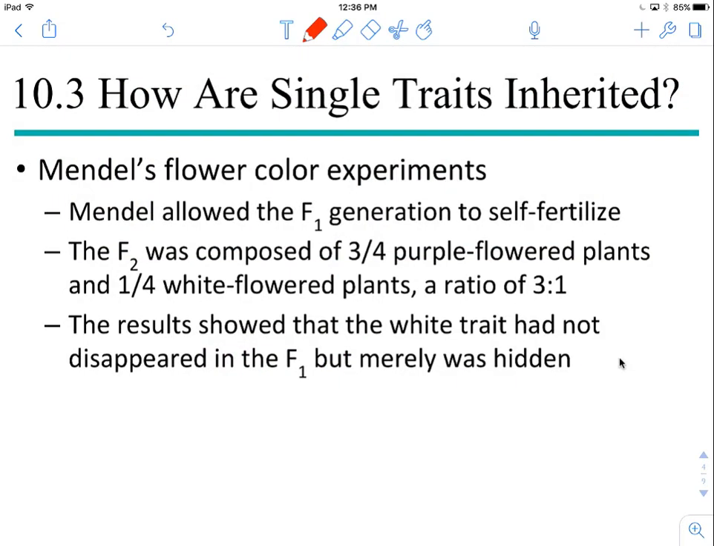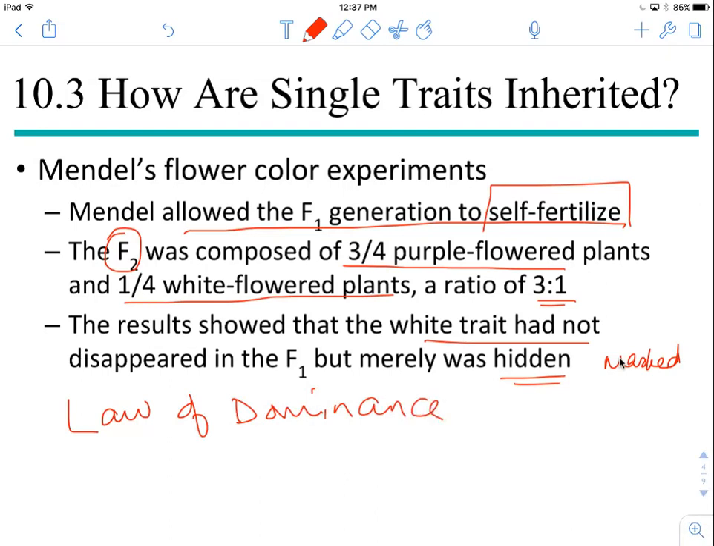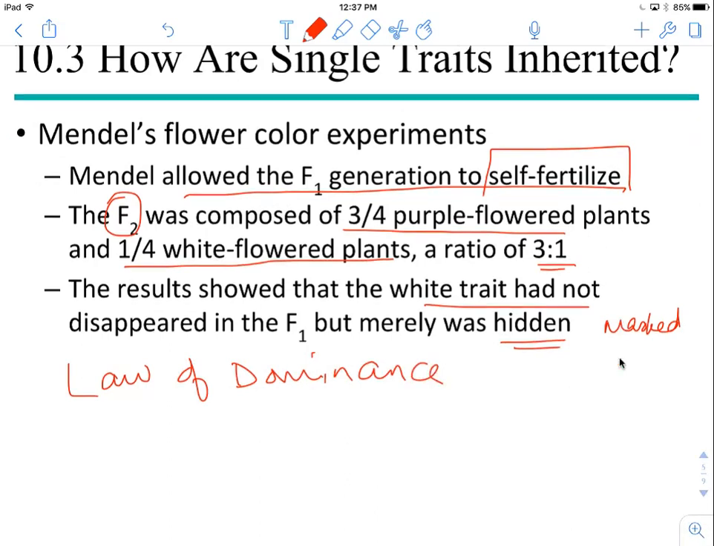So let's look at that. So Mendel took the F1 generation and allowed it to self-fertilize. And then the offspring in the F2 generation had 3/4 purple flowered plants and 1/4 white flowered plants. Aha! Our white plant is back in a ratio of 3:1. And so the results showed that the white trait hadn't just disappeared in the F1 generation, but it was hidden or masked. And this is how Mendel started to figure out his law of dominance. Okay, and we'll get more on that in a minute.